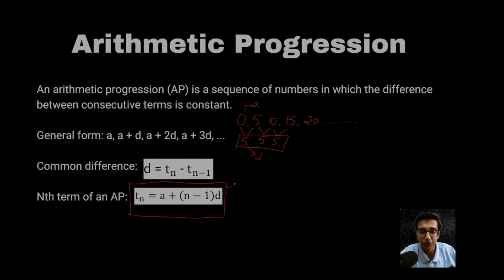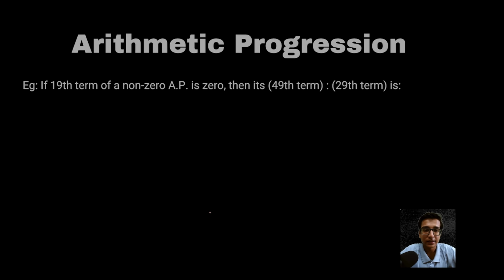Let's say we were to verify this formula in this sequence. We see that 15 is the fourth term of the sequence. So if we were to find the fourth term, A plus (n minus 1)D, A we know is 0, plus n. n is the fourth term, so 4, and D is 5. If we solve this, we get 15. That is exactly what is here in the sequence. An important formula that you need to remember. Now let's look at a few examples to understand this concept a bit more.